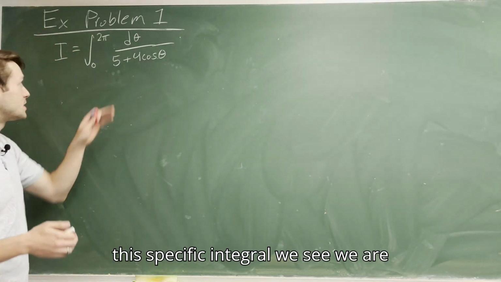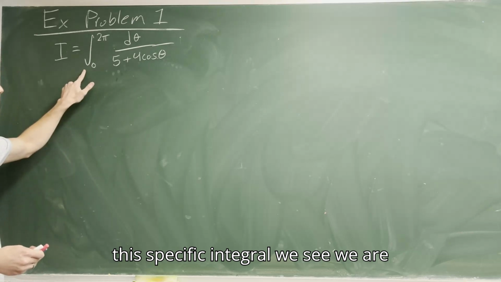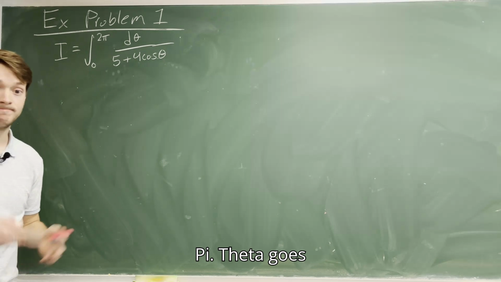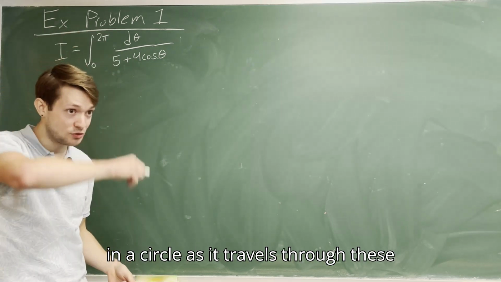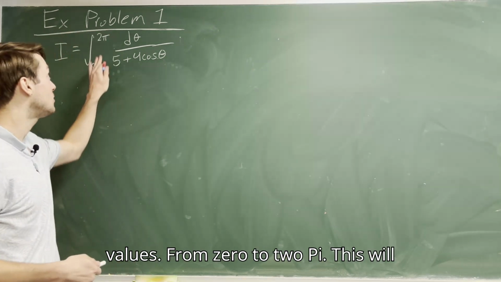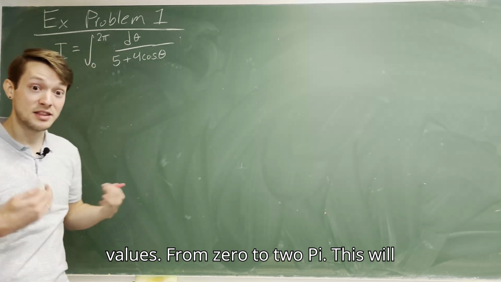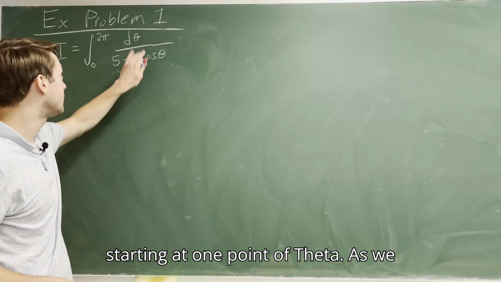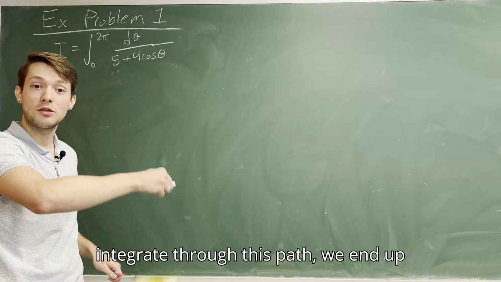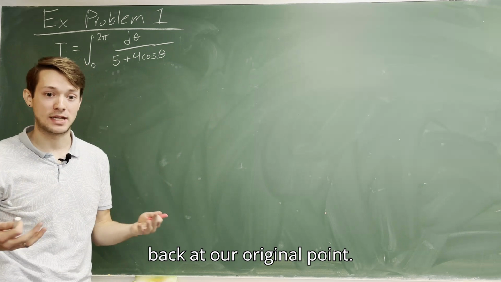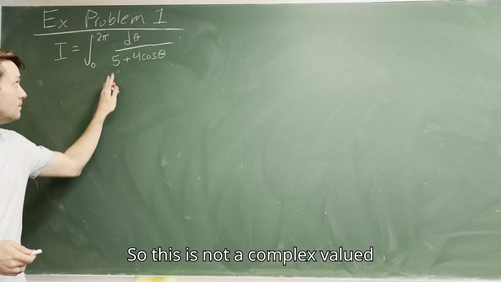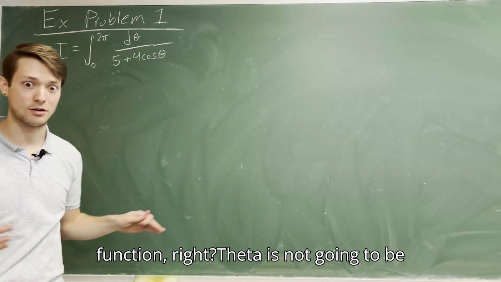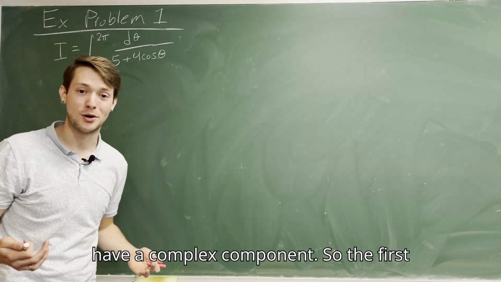So, this specific integral, we see we are integrating over theta from 0 to 2 pi. Theta goes in a circle as it travels through these values from 0 to 2 pi. This will be a closed loop integral, right? We are starting at one point of theta. As we integrate through this path, we end up back at our original point. So, this is not a complex valued function, right? Theta is not going to have a complex component.